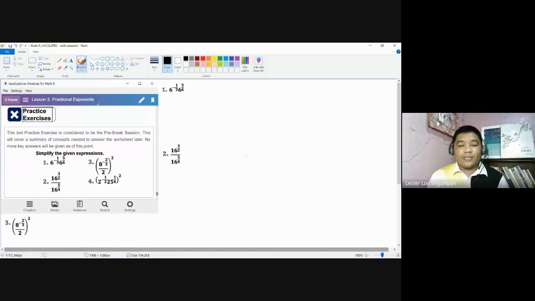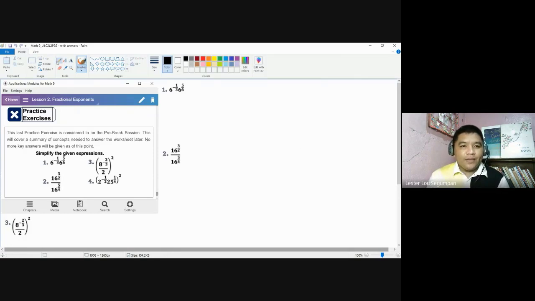To simplify expressions with fractional exponents, we need to gather our understanding of the laws of exponents to be applied here. And then later, we're going to apply another technique to simplify it further. Let's start with number one.